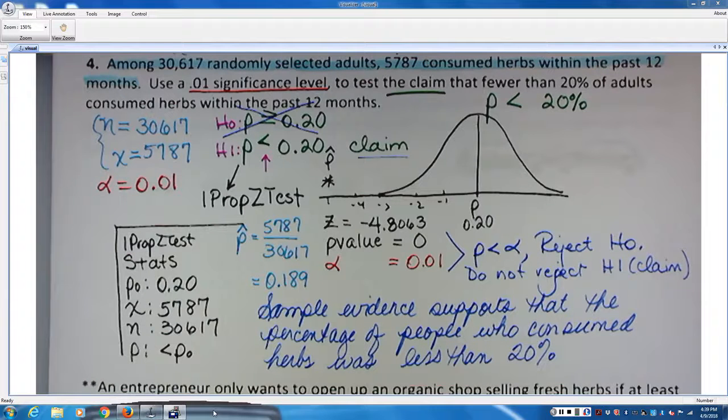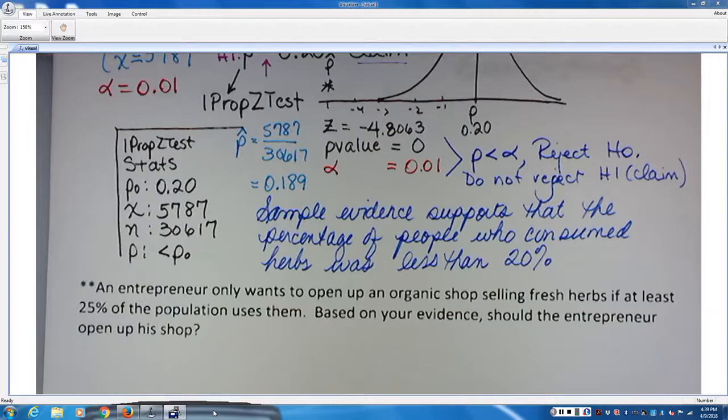our summary statement says sample evidence supports that the percentage of people who consumed herbs was less than 20%. And then we have this little statement at the bottom that says an entrepreneur only wants to open up an organic shop selling fresh herbs if at least 25% of the population uses them. Based on the evidence we use to test this claim, should that entrepreneur open up that shop? What do you think? No. No, at least 25% of the population doesn't use them. We've shown that less than 20% use them. So no.